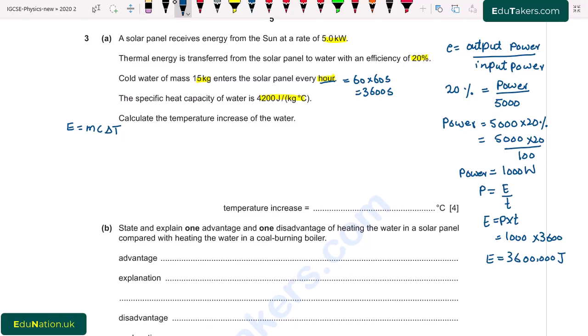Then we have to put this value of energy into this formula to calculate the temperature change. So I write here delta T is equal to E over mc, and E is given as 3,600,000, mass is given as 15 kilogram, multiplied by C is 4200. When I simplify, the temperature comes to be 57 degrees C. So the temperature increased by 57 degrees C.